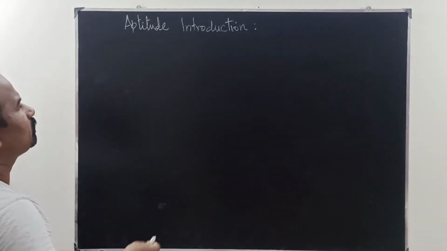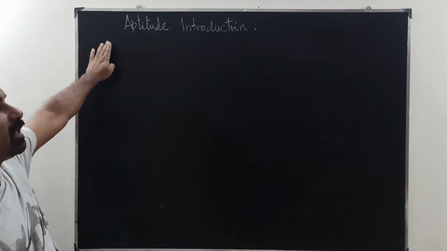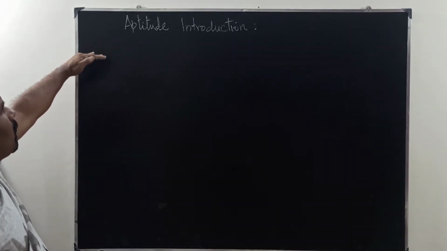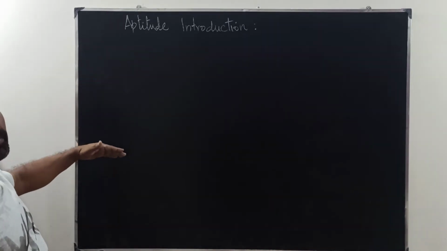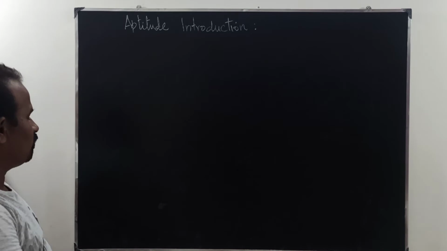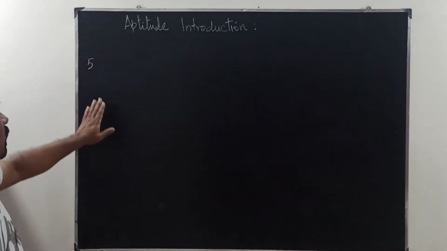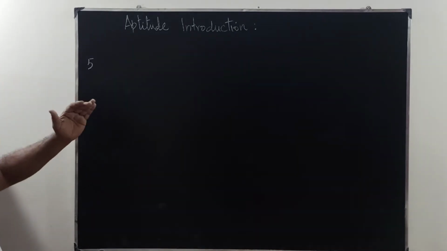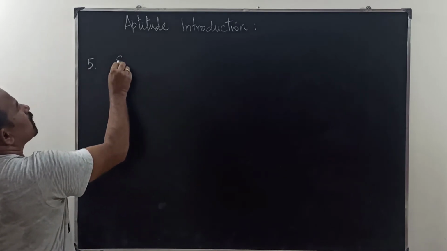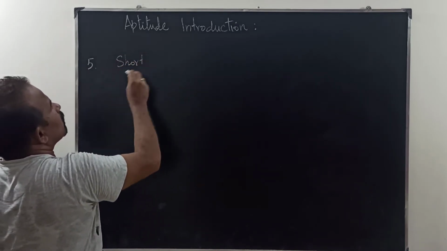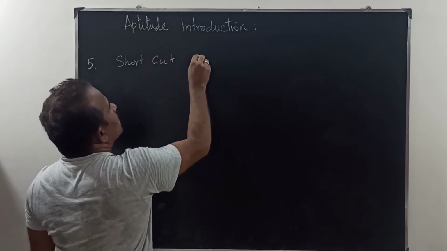The next is, first one is table, second one is square number and cube number, third one is algebraic formulas, fourth one is average, fifth one is multiplication, shortcut multiplication. Shortcut multiplication of two-digit numbers.